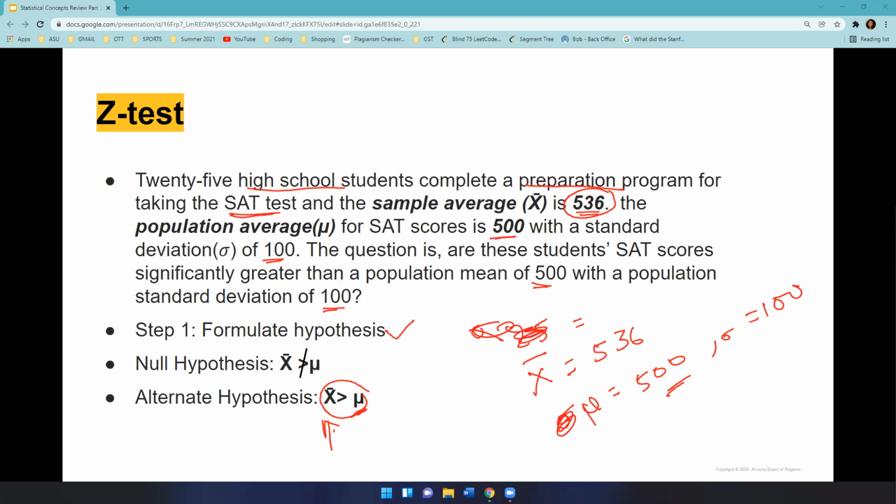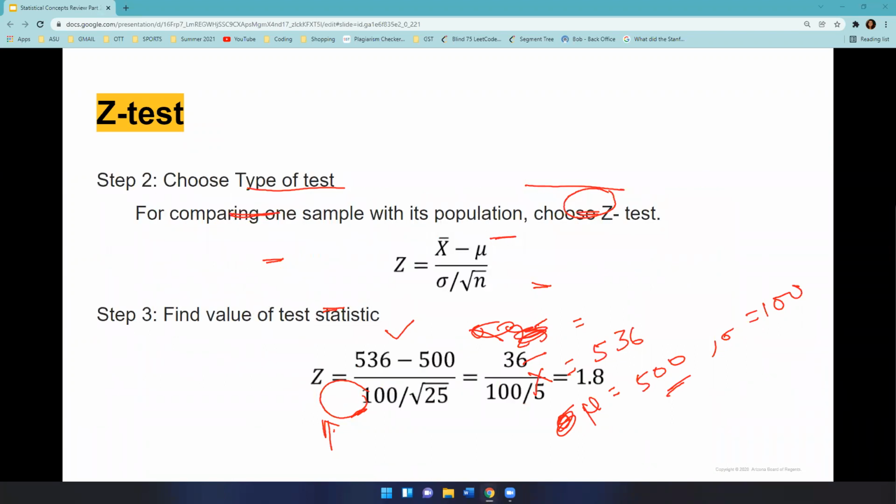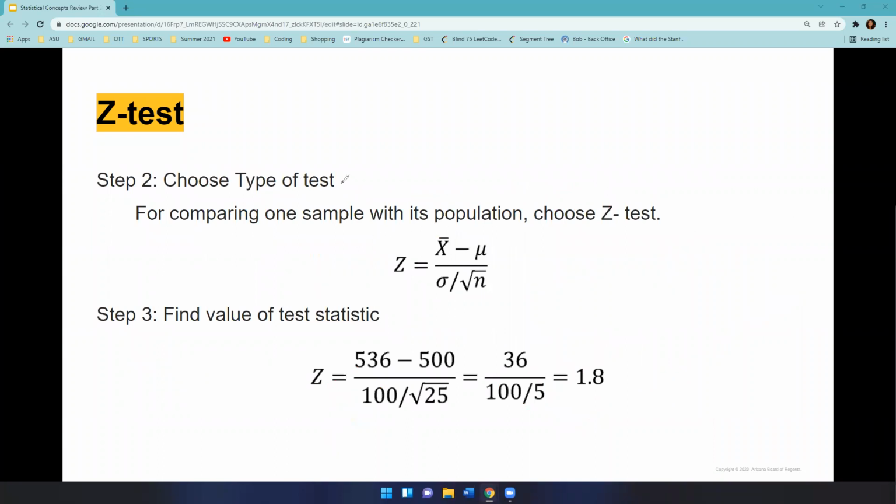The next step is to choose the type of test. Whenever we want to compare a sample with its population, we choose z-test. Like in our example, we wanted to compare 25 students with the population of the school. So we will choose z-test, and we need to keep in mind that for z-test, we have to know the standard deviation of the population. In our case, we knew the standard deviation of the population, so we can perform the z-test.